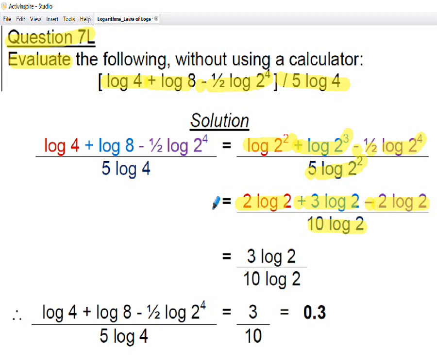Again, I've got log of 2 in every term here, and all I've done on the next line is added up the top terms. So 2 plus 3, take away 2, gives me 3 log 2 over 10 log 2. The log 2's cancel top and bottom. I get 3 upon 10, or 0.3.